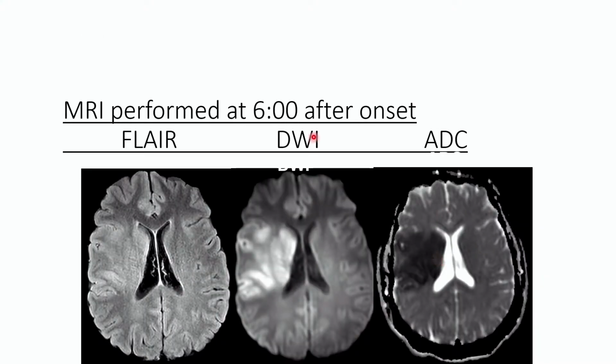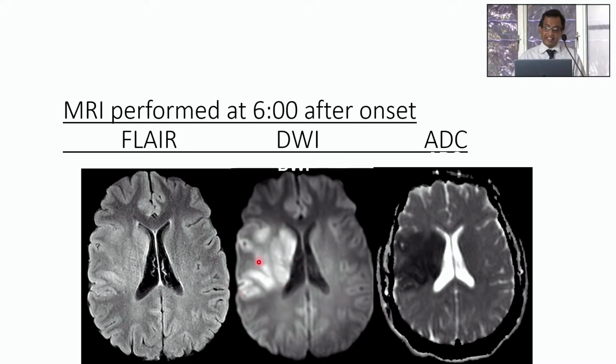This is 6 hours after the onset, same patient. It shows a hypersignal area in the FLAIR images, showing that FLAIR images start to show the changes. And diffusion weighted images show clearly high signal areas, and the ADC map shows low signal areas.